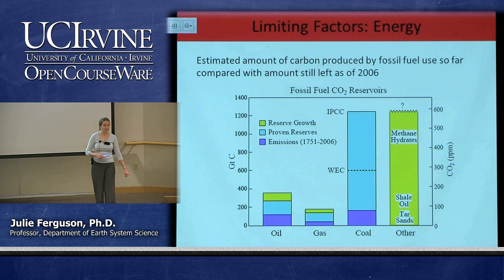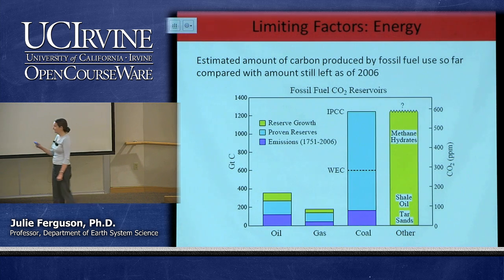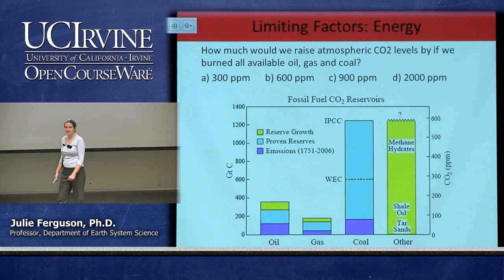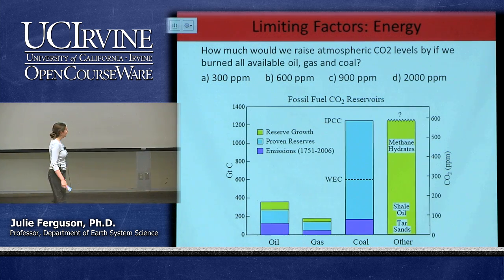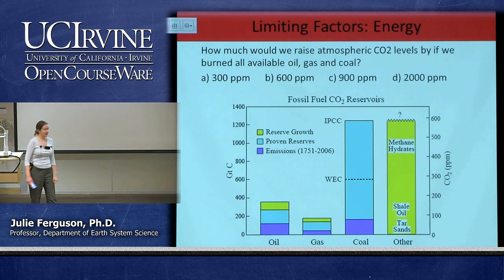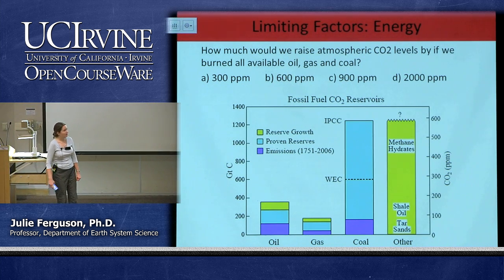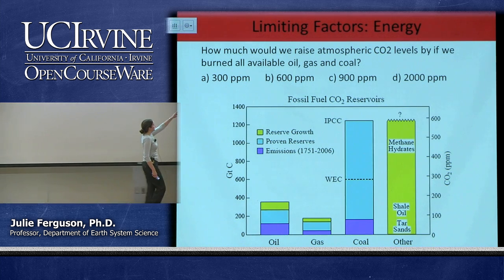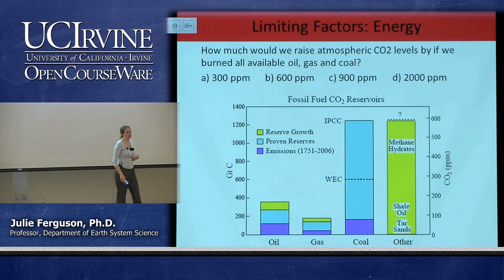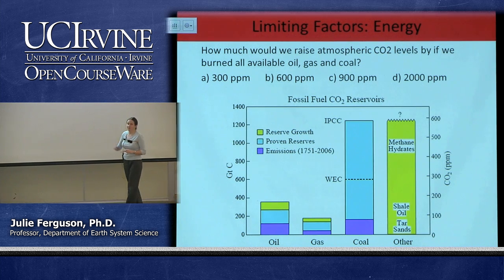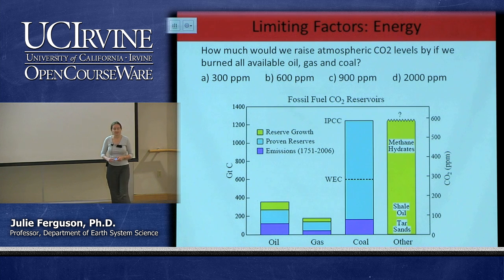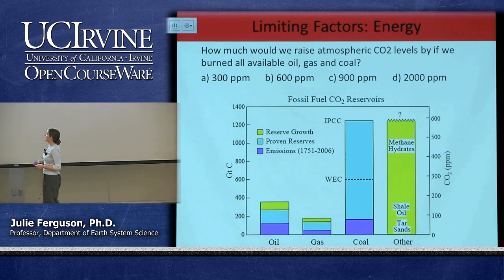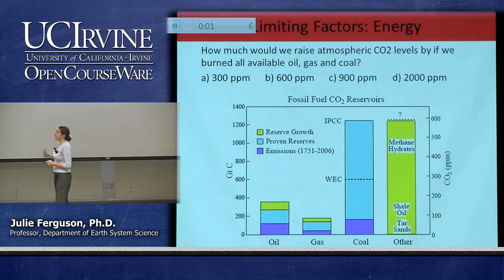But there's a problem with that. And the problem is how much CO2 could we potentially put into our atmosphere if we burned all the available oil, gas, and coal? On this side, we have gigatons of carbon, but on this side, we have parts per million of carbon dioxide, so think about it in parts per million, because that's what we're most familiar with. If we ignore shale oil, tar sands, and methane hydrates, what amount of CO2 could we put into our atmosphere just by burning this other stuff?